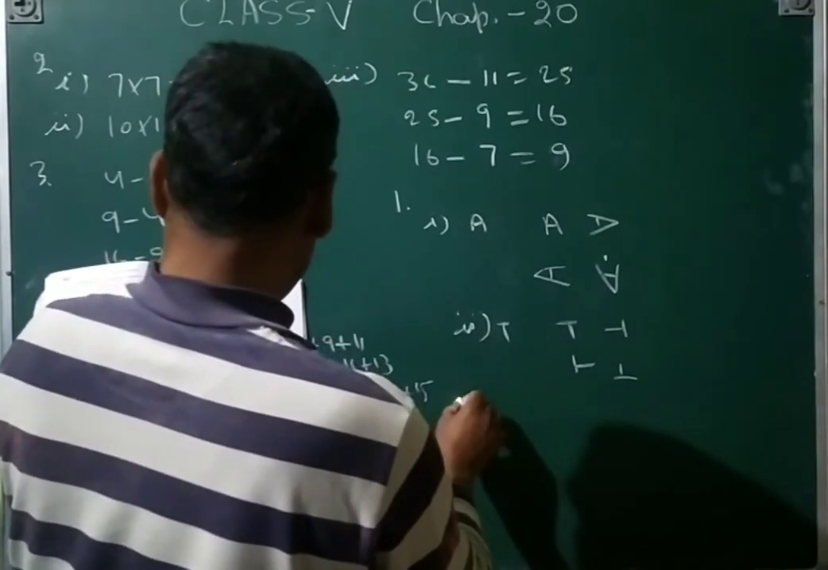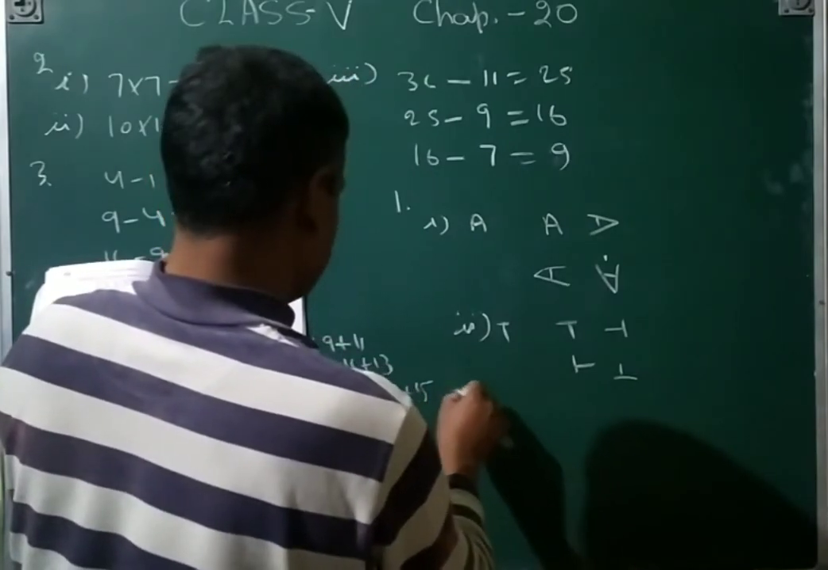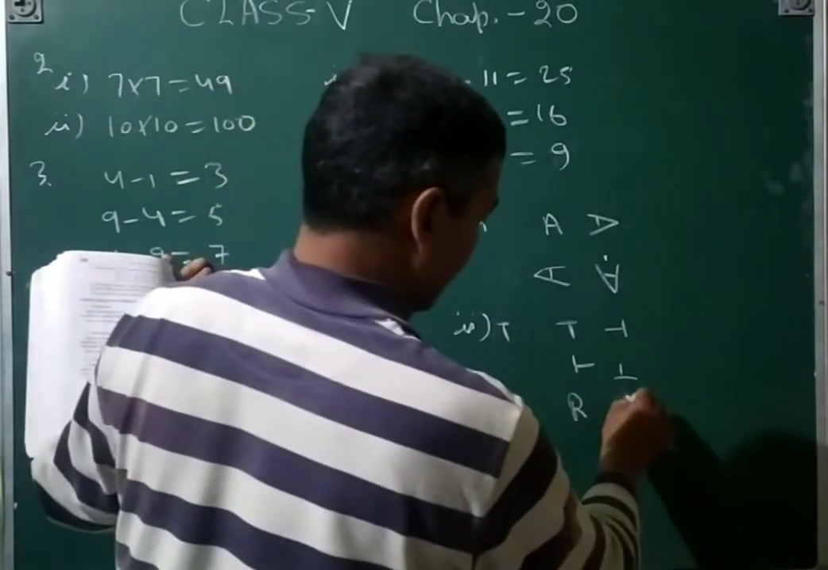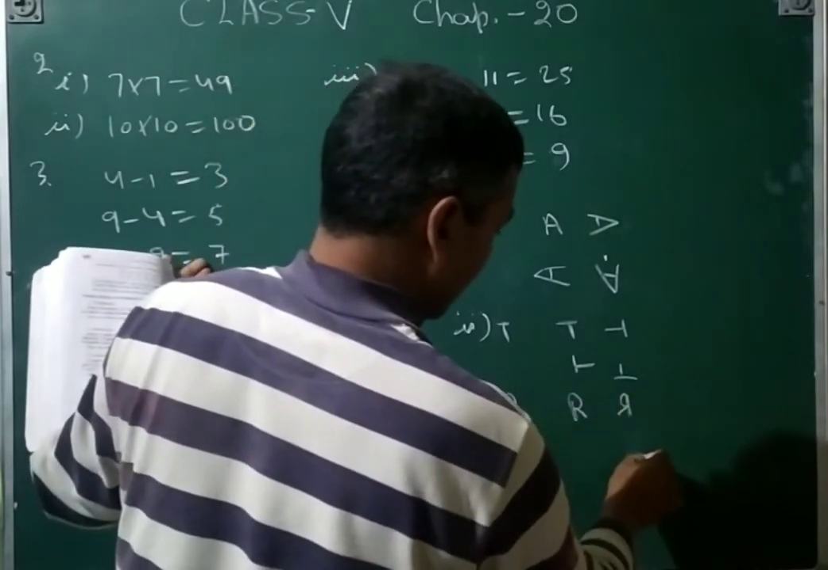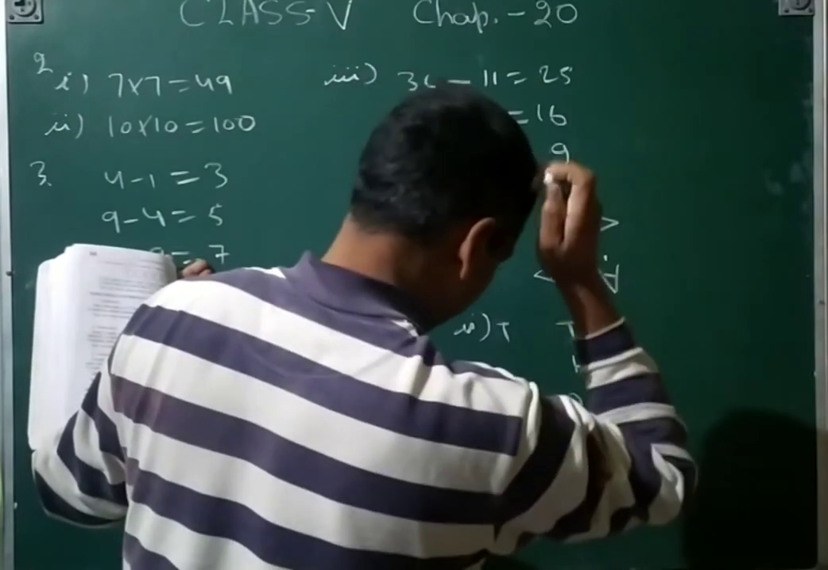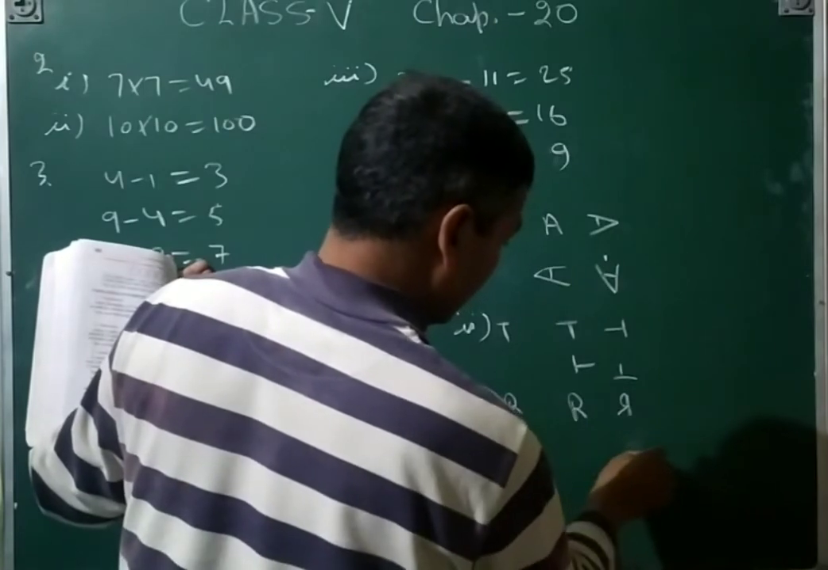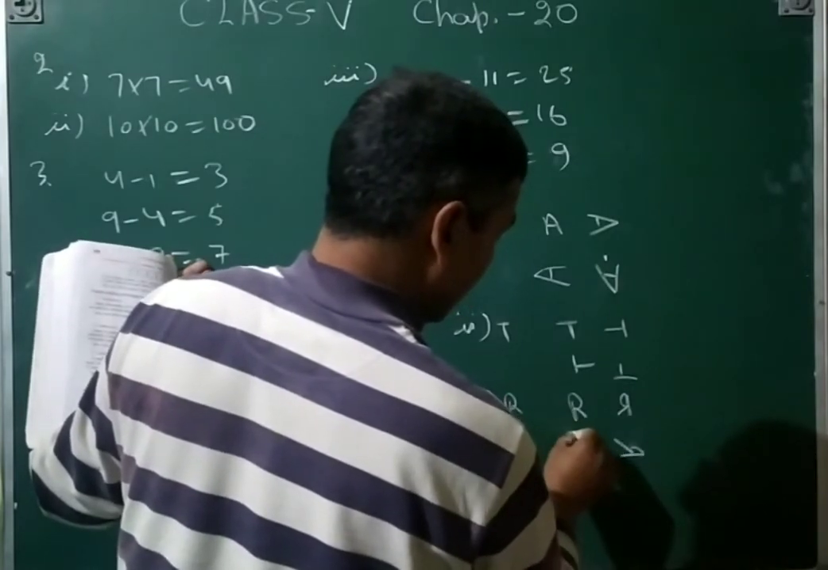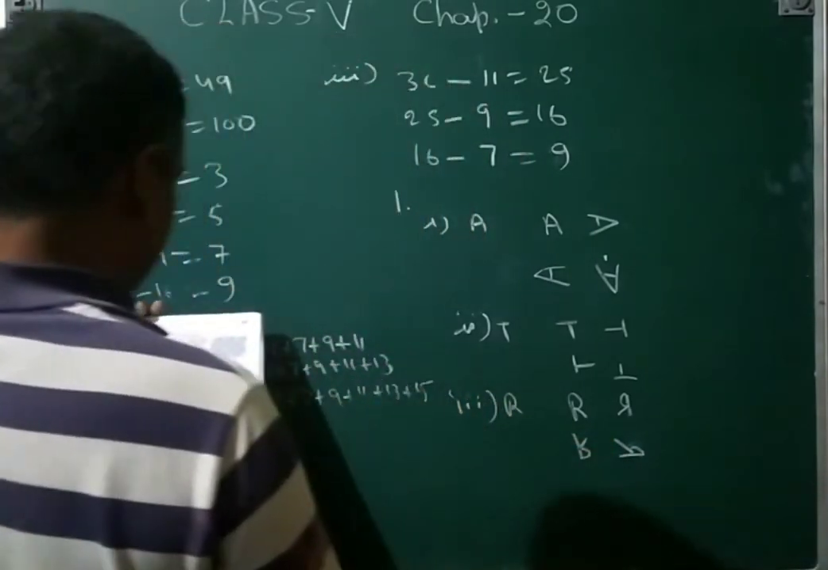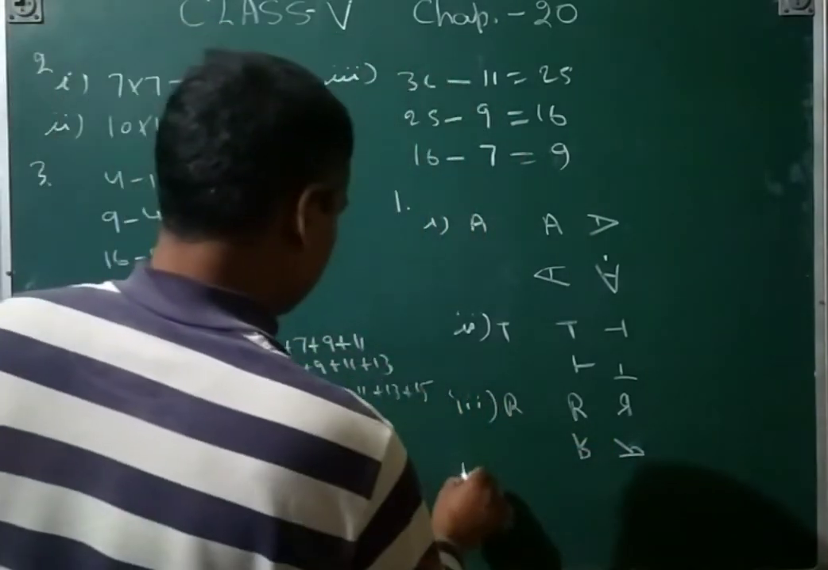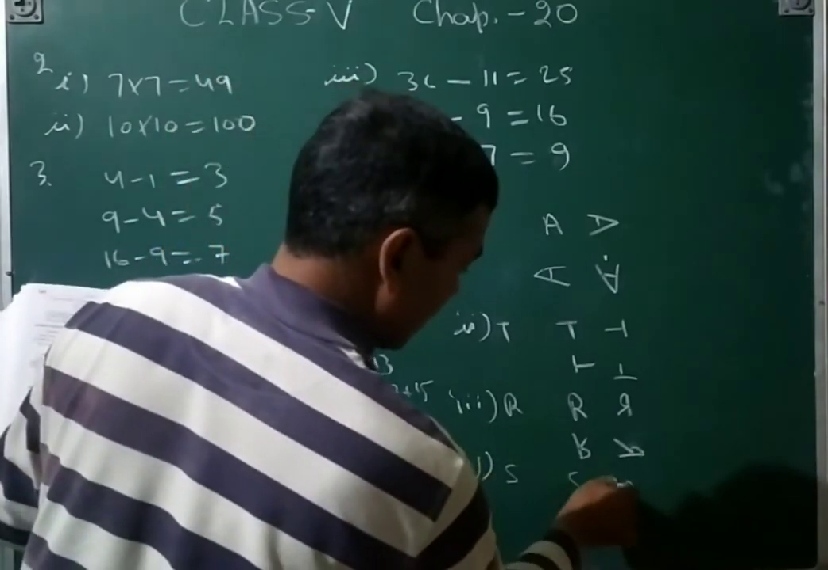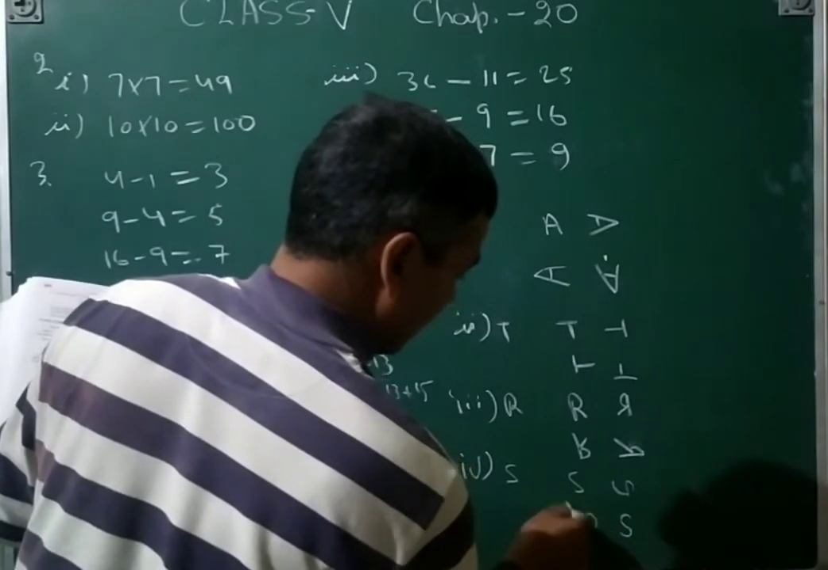And then R. Third part is R. So R like this, or we can write R from there, and then that one also can be R, or inside we can go, and then this one also can be R. And then S. S also. So S, S, S, S.